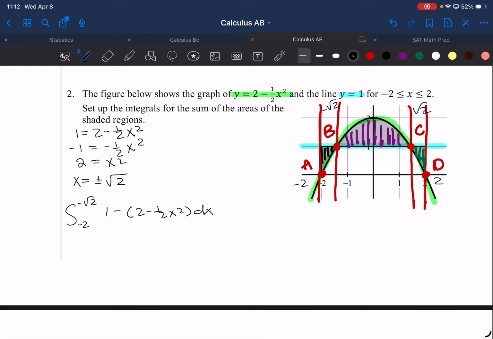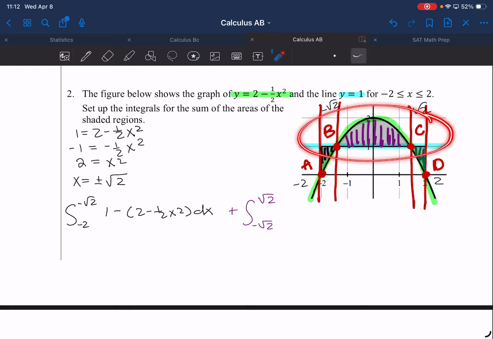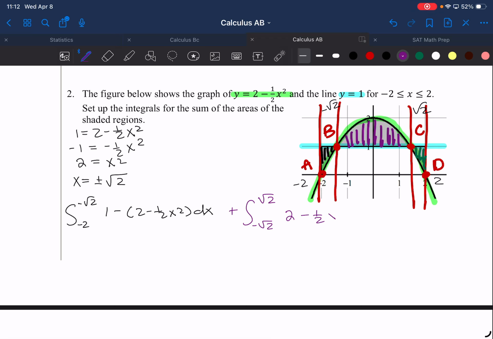So the function for y equals 1 is first, subtracting the other function for y equals 2 minus 1/2 x squared. Then I'm going to add it to my next integral, and that's going to be the bounds from B to C, so negative square root of 2 to positive square root of 2. From B to C, it's still going to be the top function minus the bottom function, so it's the parabola minus the line, and so that's going to be 2 minus 1/2 x squared minus 1, and then dx. And then I have my last integral, which is going to be from bound C to D.